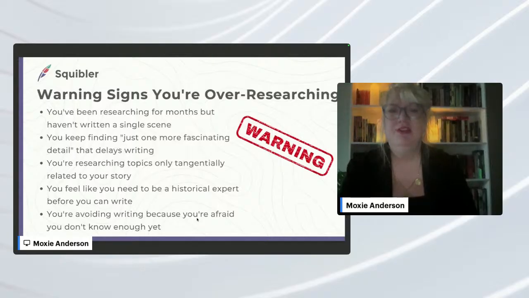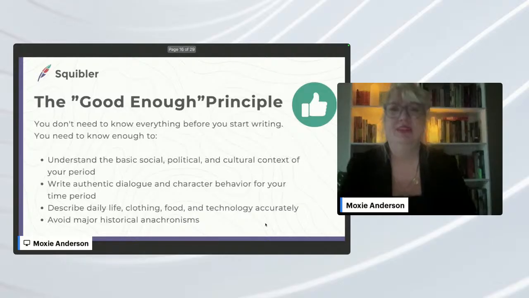Another sign is that you feel like you need to be a historical expert before you can write. You don't need to be. You need to focus on your plot and your characters and your dialogue, but you don't need to be a historical expert on the topic you're writing about. And the final sign that you may be over researching is that you're avoiding writing because you're afraid you don't know enough yet. That's going to slow you down, and you may never end up finishing your project, so be careful with these warning signs.